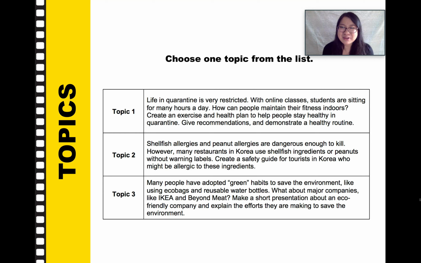However, many restaurants in Korea use shellfish ingredients or peanuts without warning labels. Create a safety guide for tourists in Korea who might be allergic to these ingredients. And number 3, many people have adopted green habits to save the environment, like using eco bags and reusable water bottles.